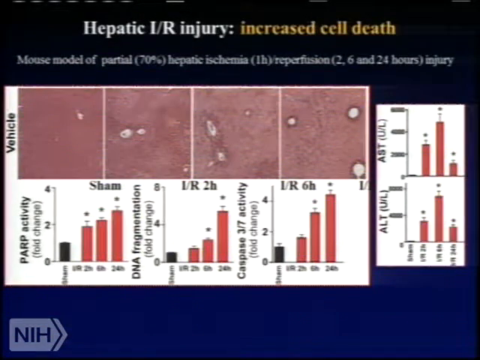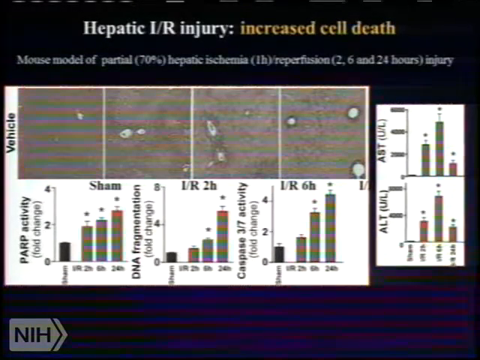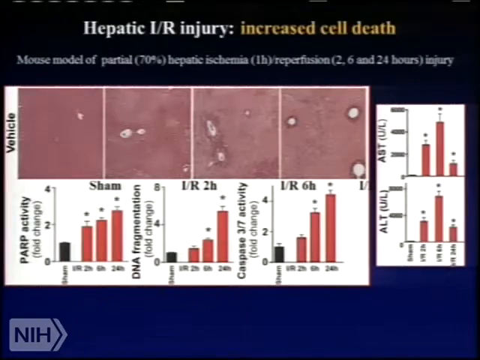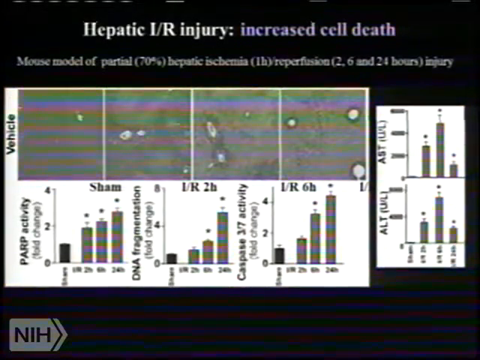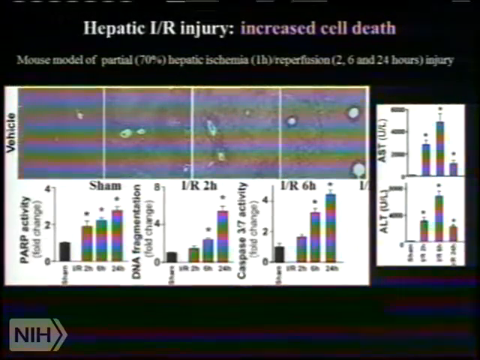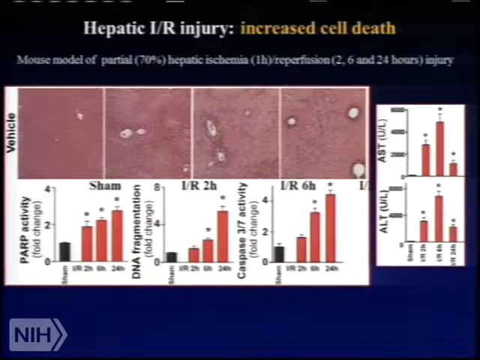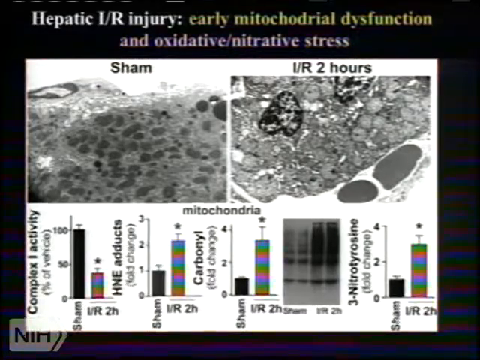You see also PARP activation. This is a necrotic pathway, which I mentioned at the beginning. So there is a time-dependent increase, and also a time-dependent increase of apoptotic cell death. But apoptosis occurs only at later time points. So initially there is necrosis, and at later time points there is also apoptosis.